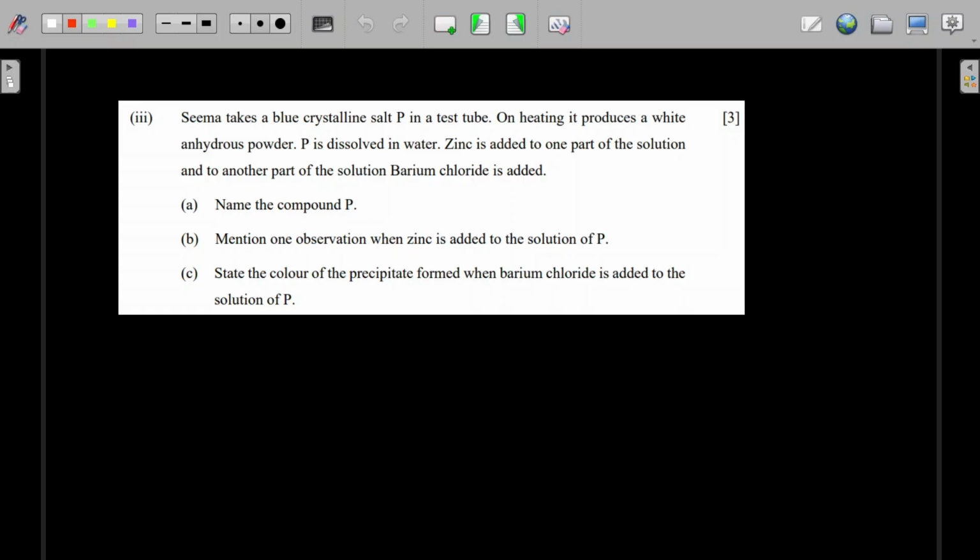Ayona, can you read this? These are two crystalline salts. When heated, P gives a white anhydrous powder. P is dissolved in water; it is added to one part of the solution, and in another part, barium chloride is added. The compound P is copper sulfate. Are you sure? When copper sulfate is heated, it becomes white anhydrous. What is that white anhydrous powder?